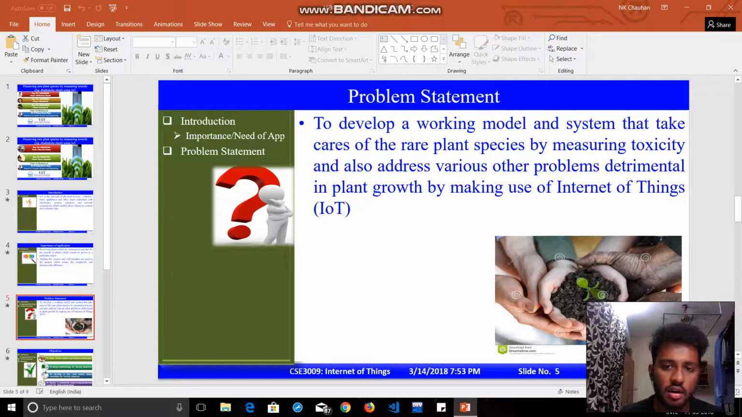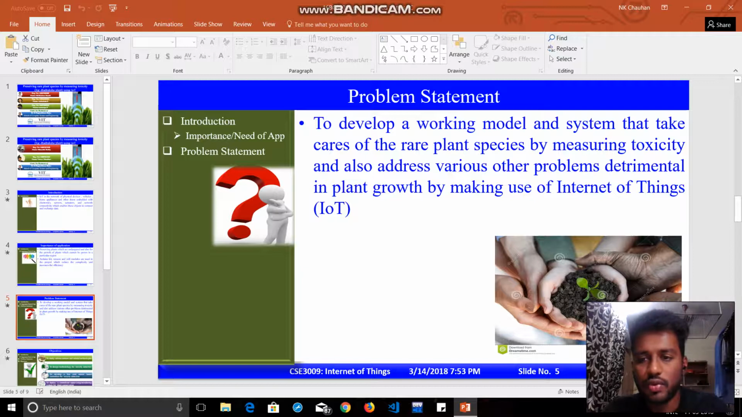Next, moving on, the problem statement. Our problem statement is very simple and straightforward. It's to develop a working model and a system that takes care of rare plant species by measuring the toxicity, and also addresses various other problems detrimental to plant growth by making use of Internet of Things. Like I told you, we will be giving specialized care to these endangered plant species, and their number has increased drastically over the years. So that's the need to take care of these endangered plant species.